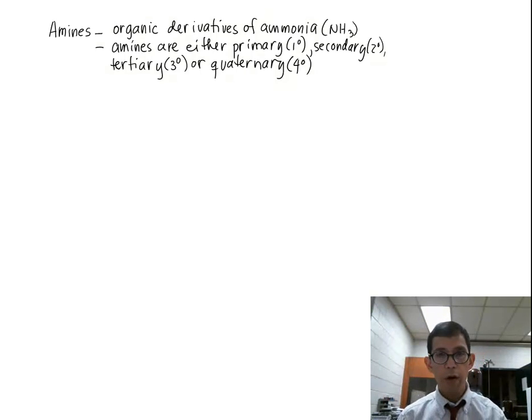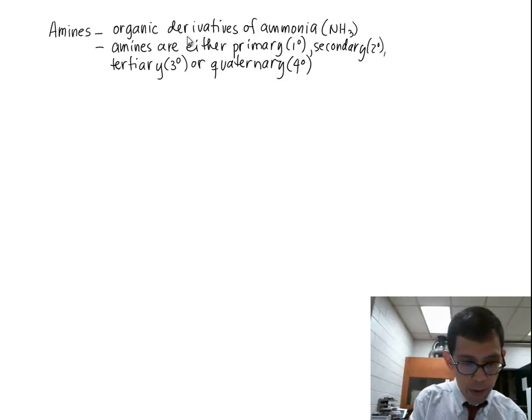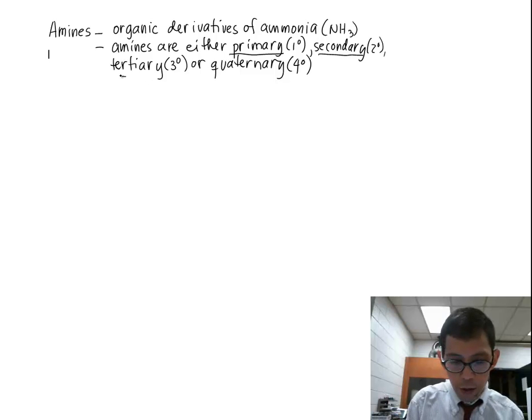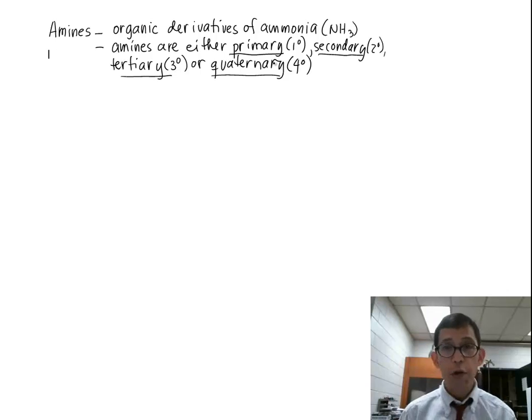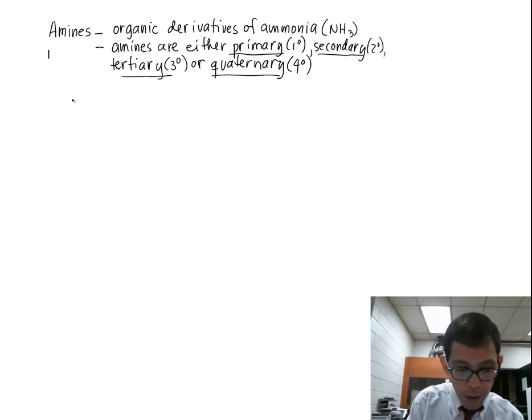Amines are organic derivatives of ammonia, and amines are either primary, secondary, tertiary, or quaternary. So our reference is ammonia. Ammonia is nitrogen with 3 H's attached, and you have a lone pair. So this is ammonia.